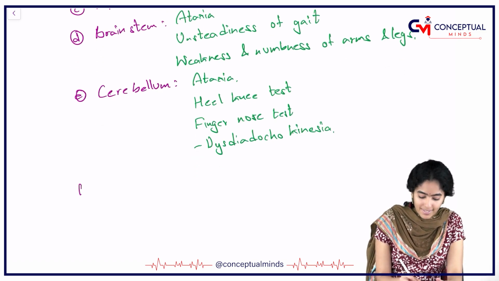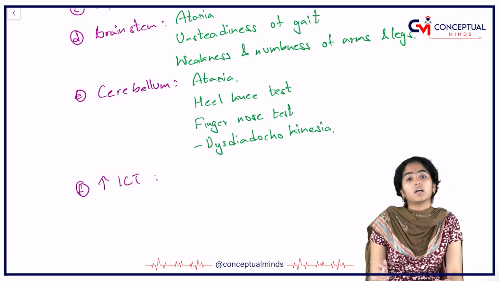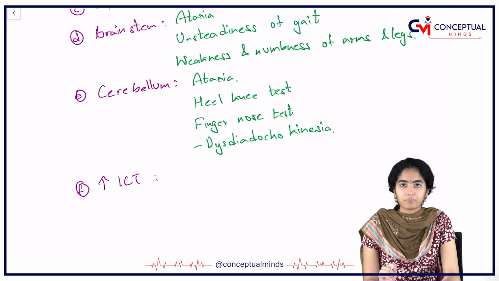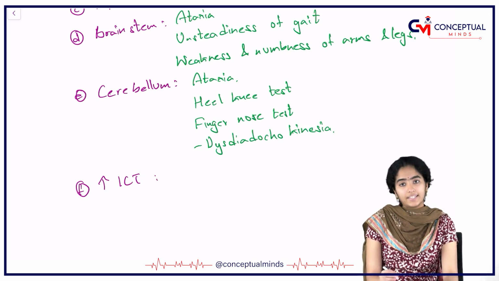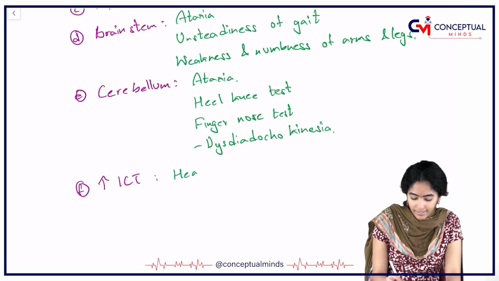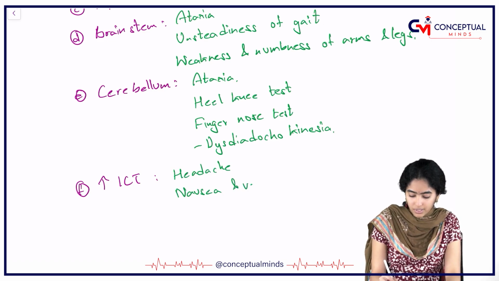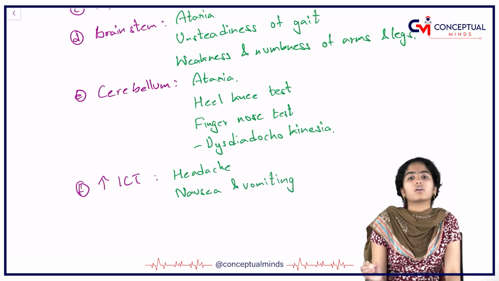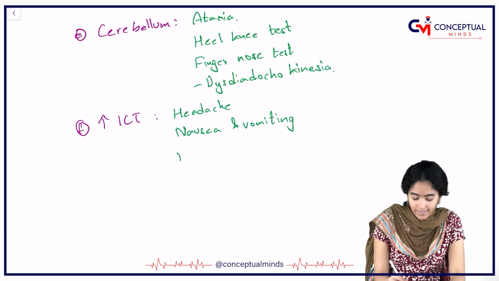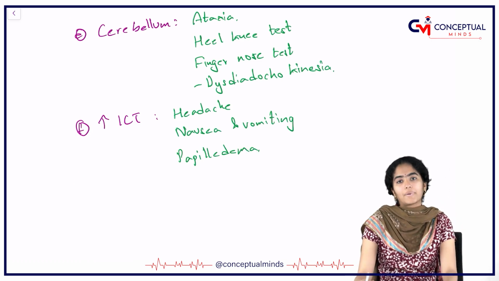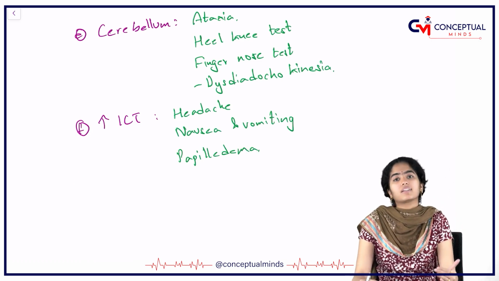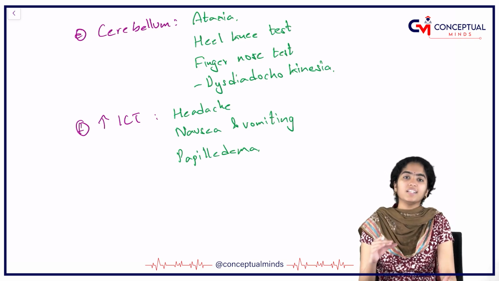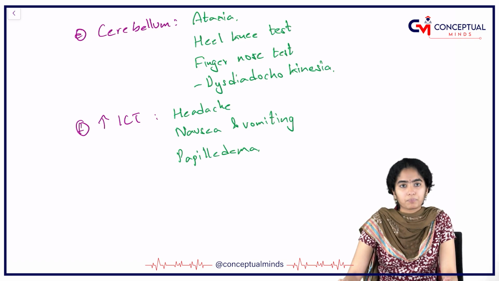And further on, what happens in the last stage? There is increased intracranial tension. This is the terminal stage. After this, death can occur. So when the intracranial tension is increased, there will be headache, nausea, and vomiting, as well as papilledema. If you do a fundal examination, you can see papilledema. So these are the various clinical features of acoustic neuroma that are seen in various stages of the disease.